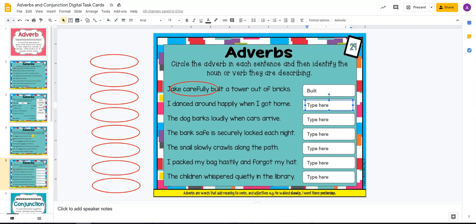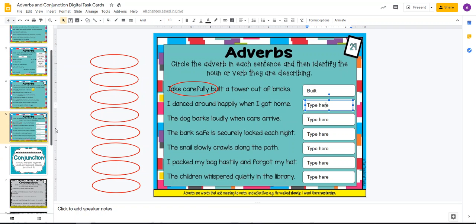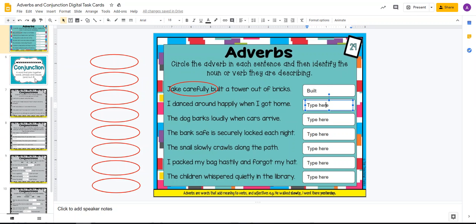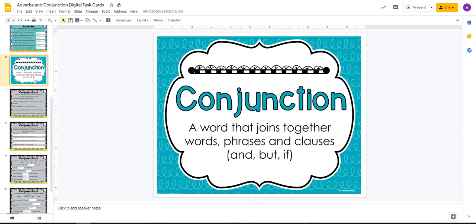So that's everything on adverbs, but we are going to add one more thing to our lesson today, and that's conjunctions. Conjunctions are really important words. They are words that join together words, phrases, and clauses. I know that sounds kind of tricky, but it's really not. Basically, they put together two separate thoughts.